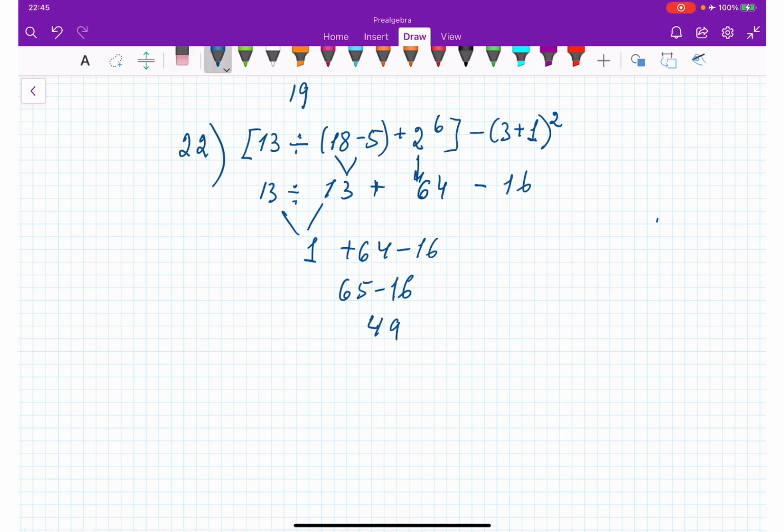23. 7 squared minus curly braces 16 minus 8 divided by 2 times 4, oops, plus 5, plus 5 squared.